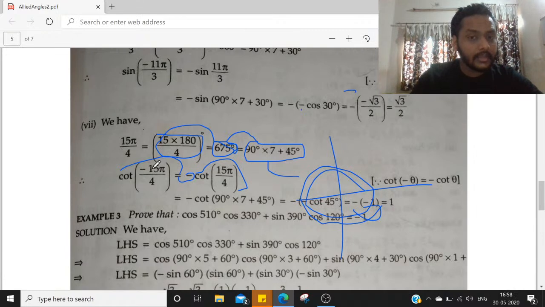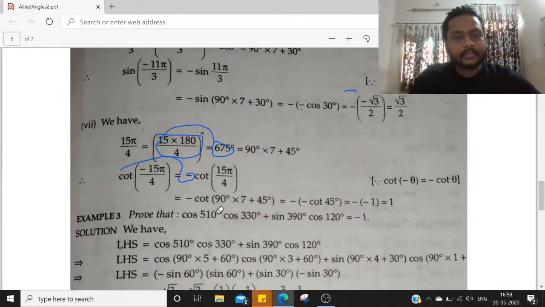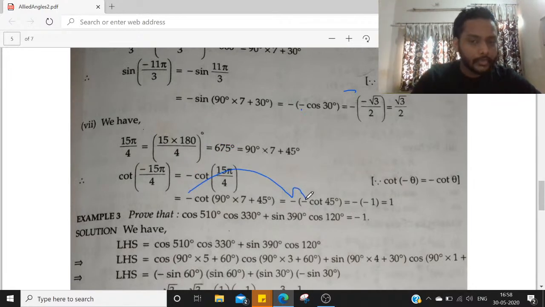Are you getting it, guys? In the fourth quadrant, my cot is negative. Are you getting it, guys? Bolo yaar. Okay, isiliye agar aap dekhoge, to yahan par. If you see here, to ek minus sign to mere paas pehle se hi aaya hai. Ye wala. Aur ek dusra minus sign maine yahan par lagaya because of the fourth quadrant, okay?